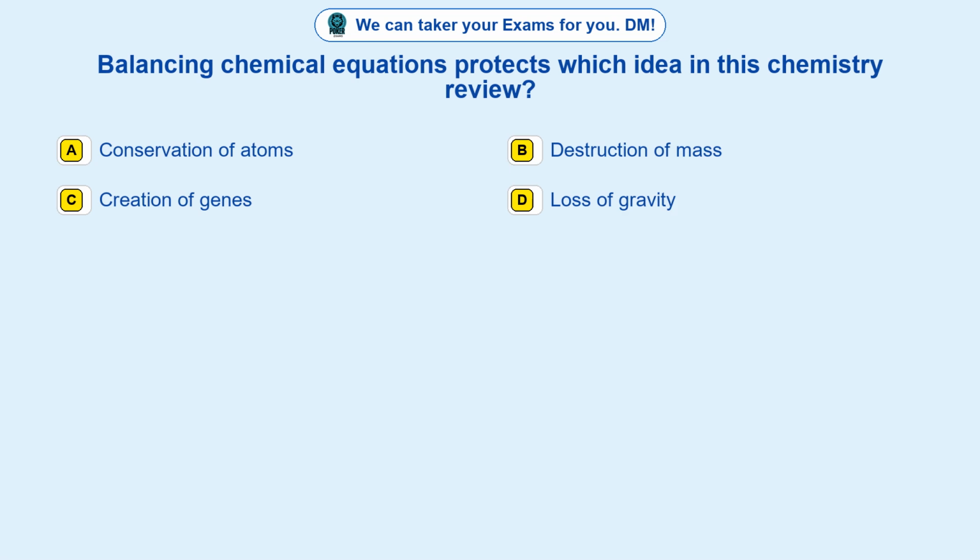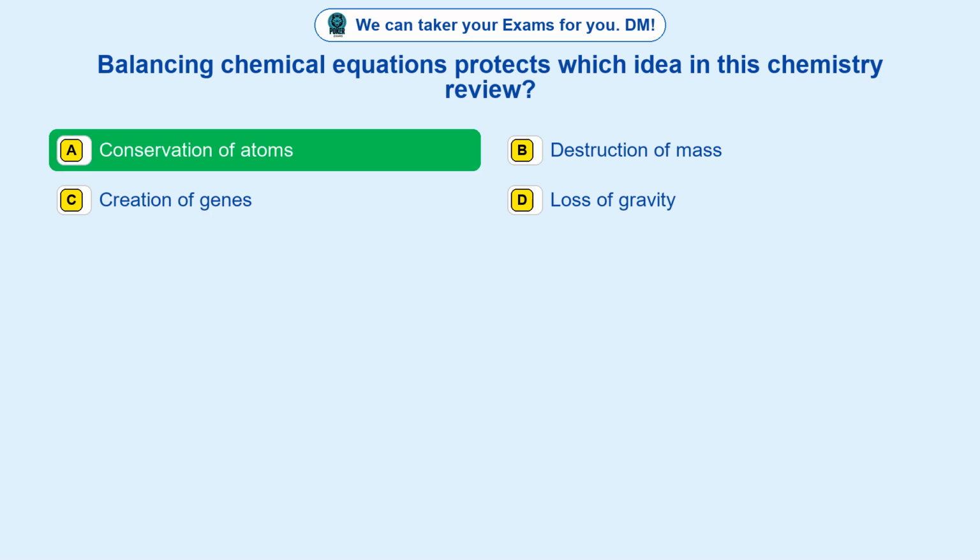Question 39. Balancing chemical equations protects which idea in this chemistry review? Option A, conservation of atoms. Option B, destruction of mass. Option C, creation of genes. Option D, loss of gravity. The correct answer is option A, conservation of atoms.